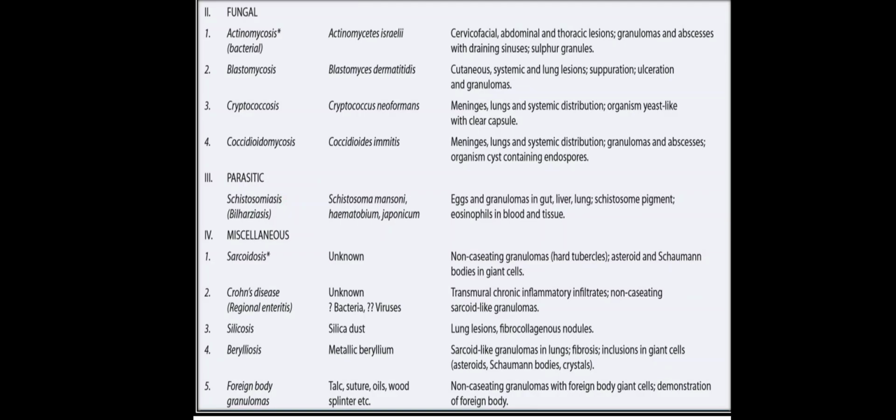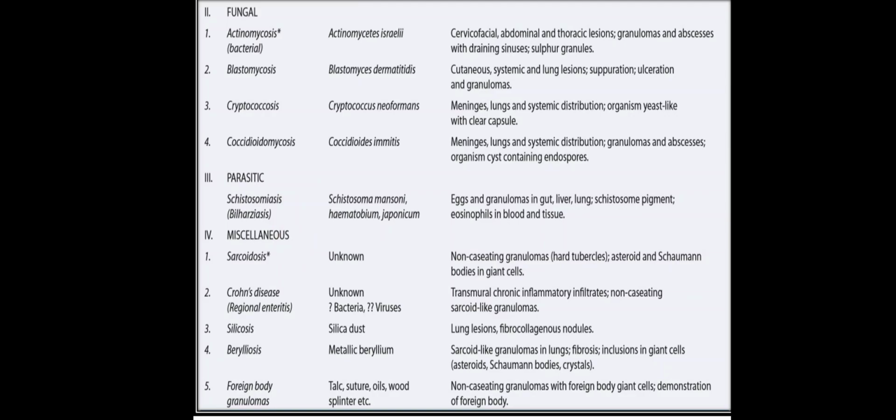Some miscellaneous diseases are given, which include sarcoidosis, Crohn's disease, silicosis, berylliosis and foreign body granulomas. In sarcoidosis, non-caseating granulomas are present, which have hard tubercles. Asteroid and Schaumann bodies in giant cells are seen. Crohn's disease, transmural chronic inflammatory infiltrates, non-caseating sarcoid-like granulomas are present.